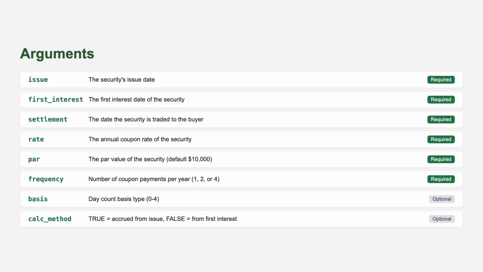Frequency, the number of coupon payments per year, 1 for annual, 2 for semi-annual, or 4 for quarterly. Basis, an optional day count basis from 0 to 4. And calc_method, which controls whether interest accrues from the issue date or the first interest date.